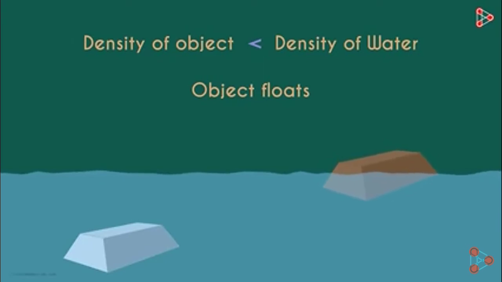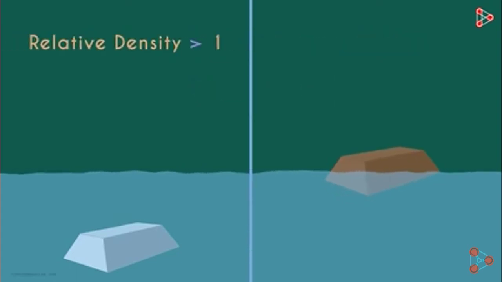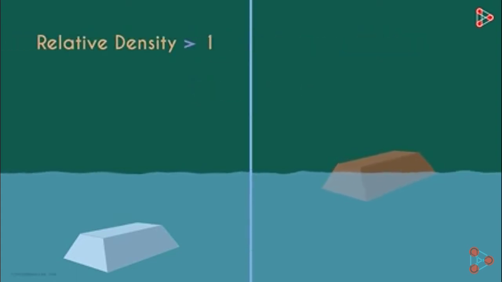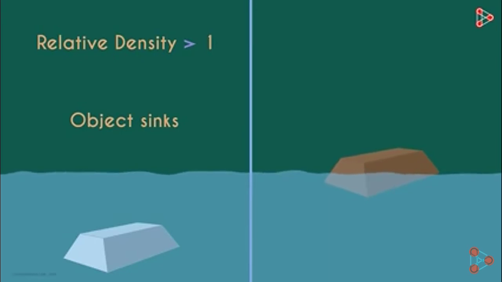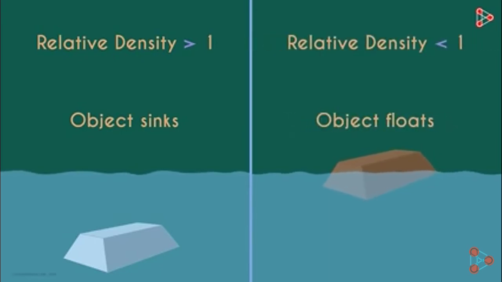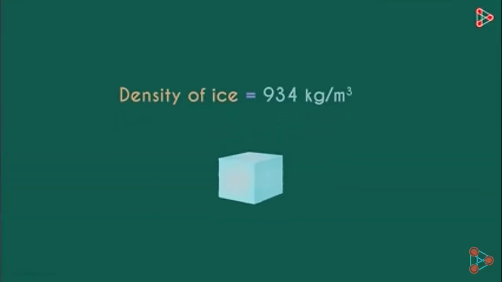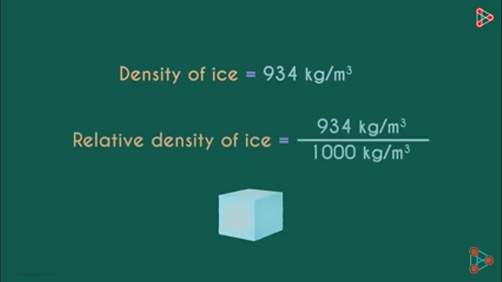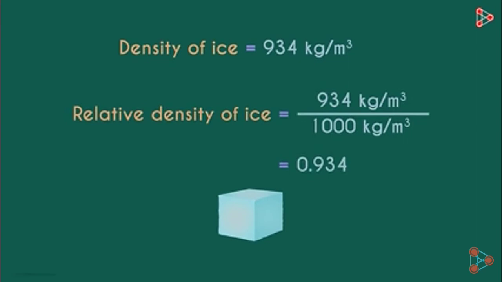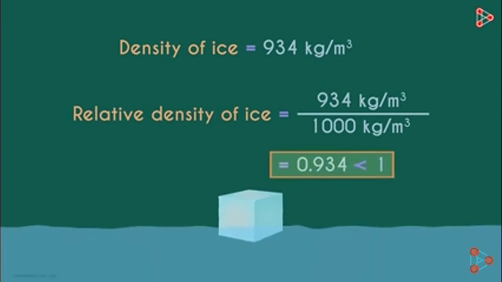How can we say this mathematically? If the relative density of a substance is greater than 1, then it will sink. And if it's lesser than 1, it will float. As the relative density of silver is 10.5, which is greater than 1, it will sink in water. But if we take the example of ice, its density is approximately 934 kilograms per meter cubed. So its relative density will be 0.934. As its relative density is lesser than 1, it will float in water.